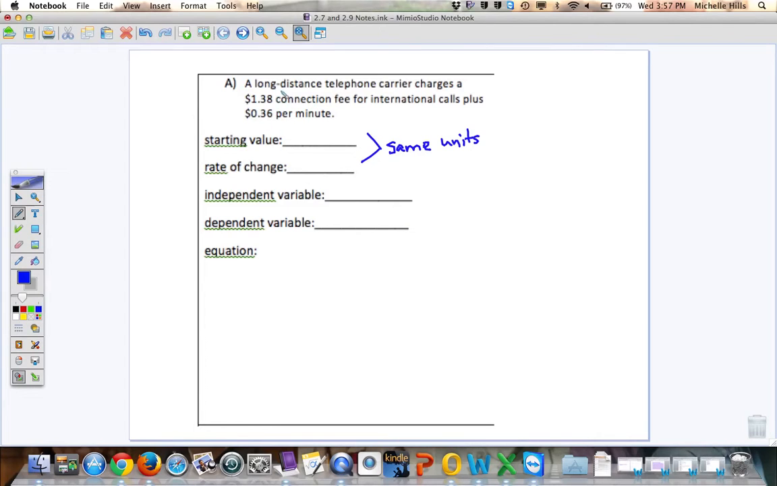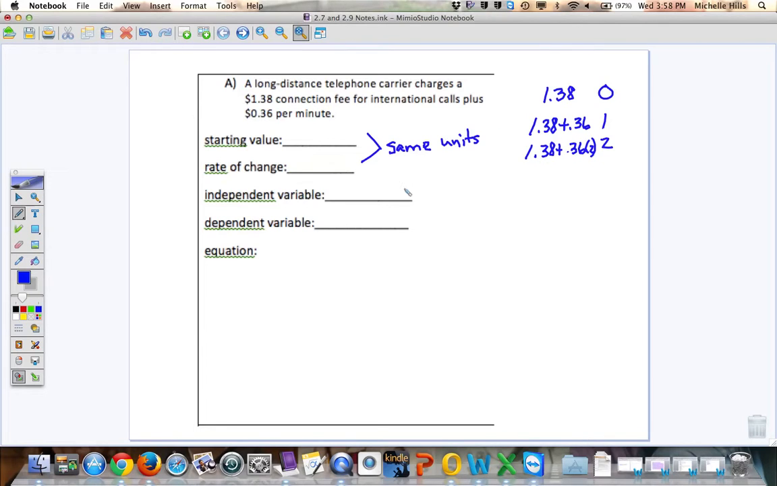So if I look at this, the long-distance telephone carrier charges a $1.38 connection fee for international calls plus 36 cents per minute. That means if someone just picks up on the other end and immediately hangs up, but the connection was made, you've already spent $1.38. If 1 minute or even part of a minute has passed, because usually they go up to the next minute, they're going to take that $1.38 and add 36 cents to that. After 2 minutes, it's the original connection fee, but they're going to add the 36 cents 2 different times.